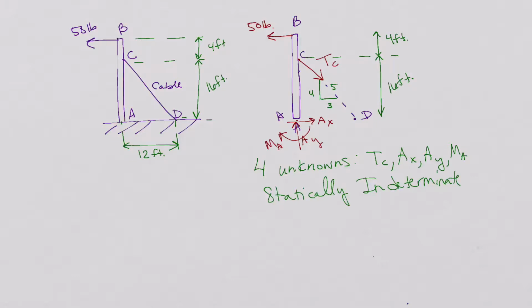And basically what that means is that there are more unknown loadings on the body than equations of equilibrium for their solution. So we have 4 unknowns. We have 3 equations that we can do with this: sum of the forces in the X equals 0, sum of the forces in the Y equals 0, and sum of the moments about a point equals 0. So 4 unknowns, 3 equations, so it's considered statically indeterminate.